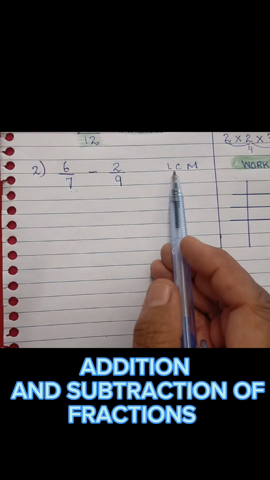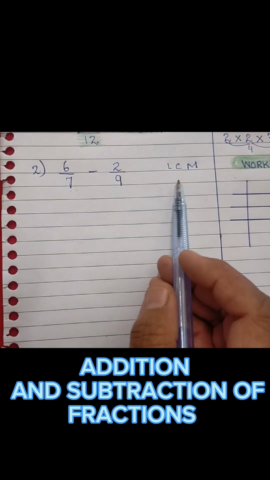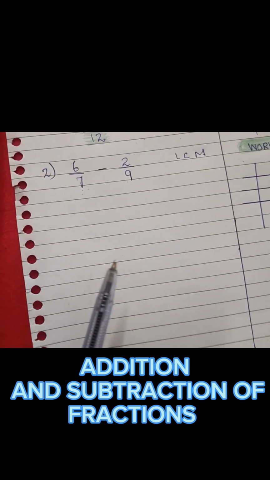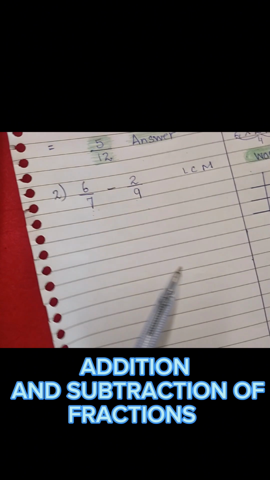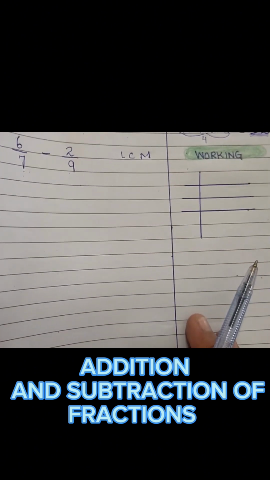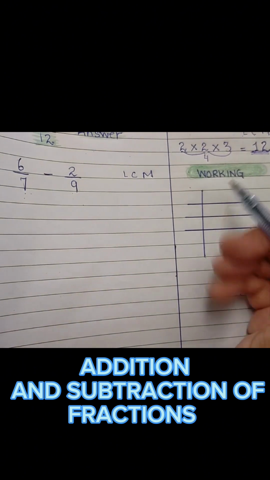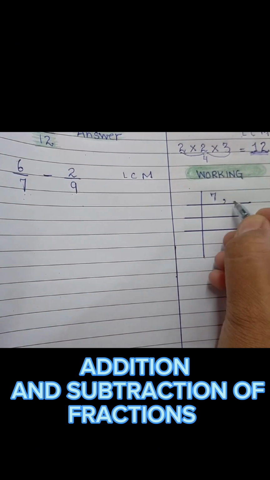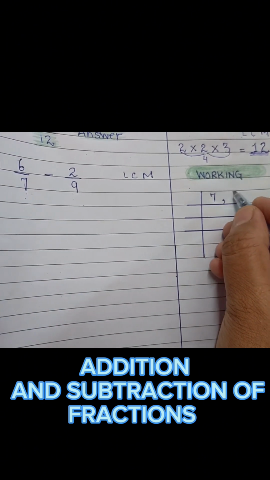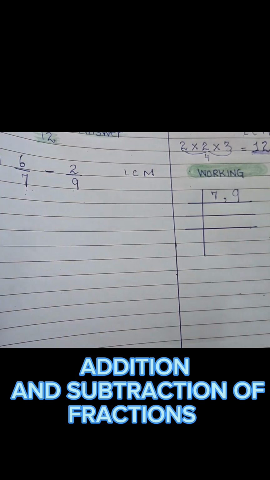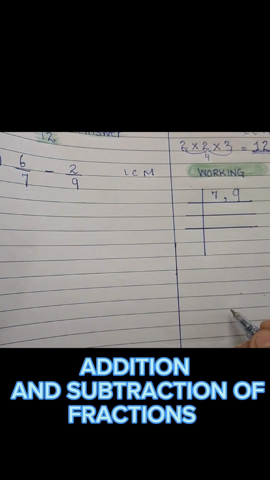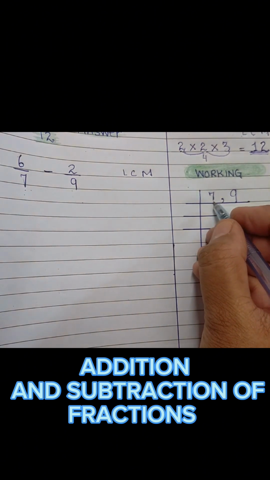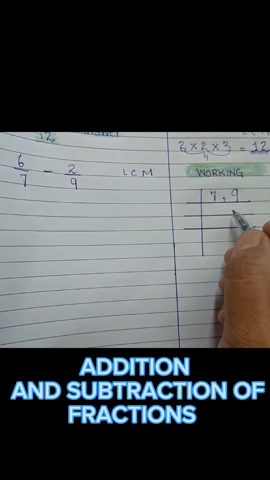Okay, so what are we going to find out? Least common multiple of 7 and 9. So I'm going to move on to my working column here, and I'm going to write down 7 here, and I'll put a comma here, and I will write down my 9. Alright, students, there are two figures that they are not there in one table.